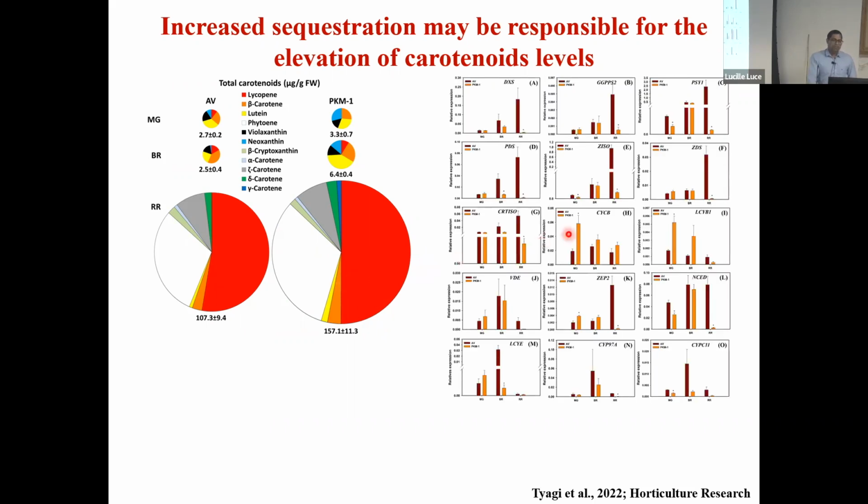So next, we examined whether the high folate level and high carotenoid level in PKM are because of the transcript level of the genes. At the mature green and breaker stage, most of the transcripts did not differ significantly. Their level was almost similar in AV and PKM. But at the red ripe stage, a few of the genes which synthesize lycopene were significantly low in PKM.